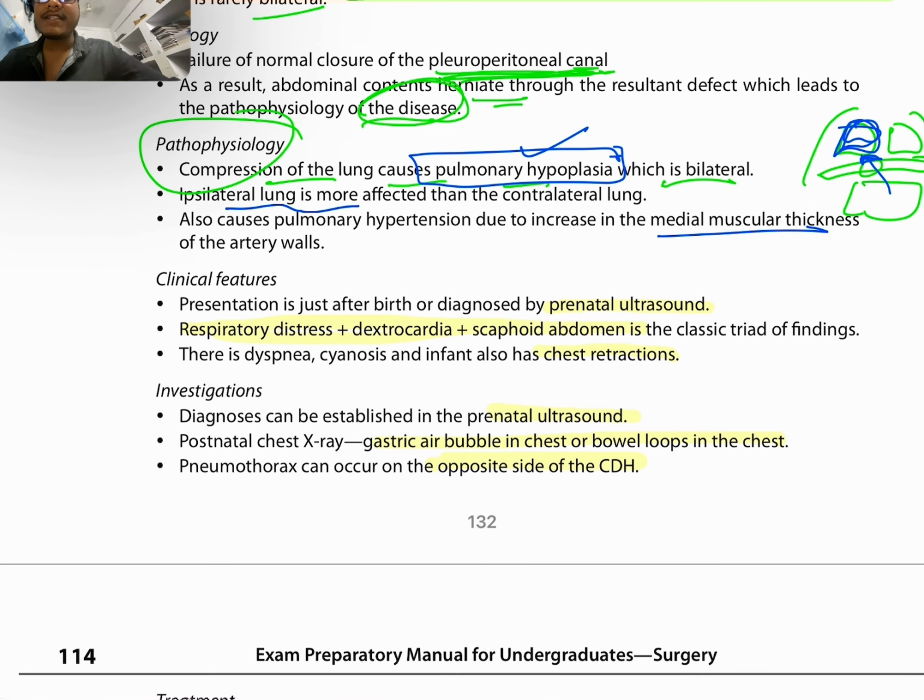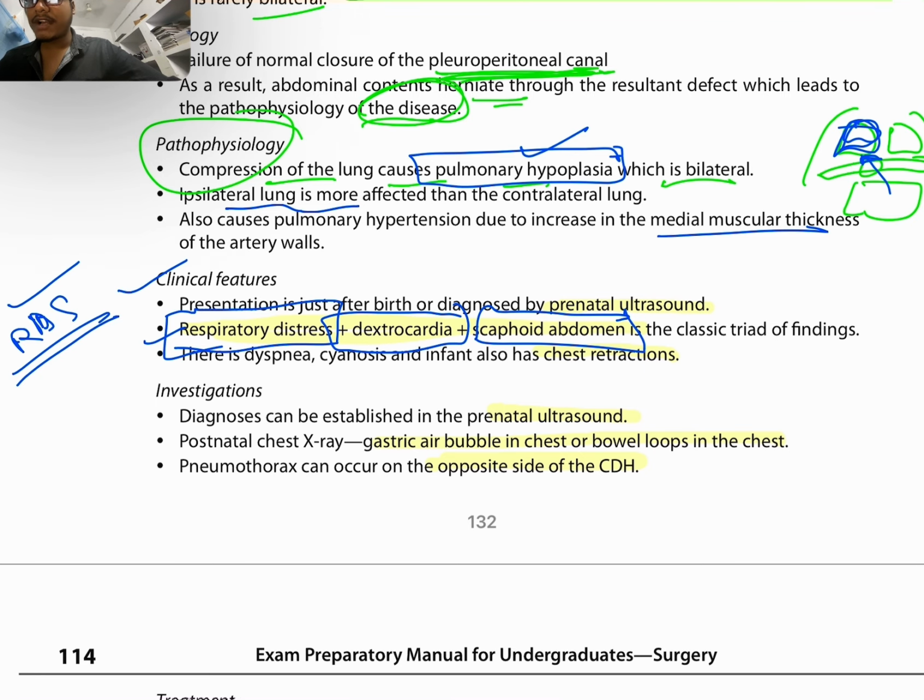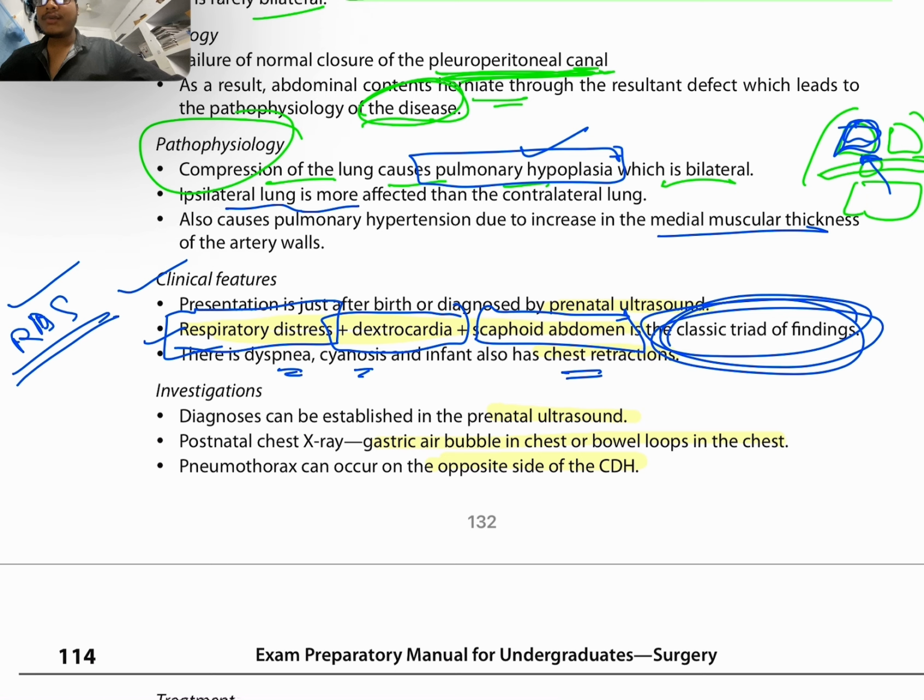Okay, what is the clinical feature, how will the patient present? We will remember it by a single word, RDS. We know that RDS is respiratory distress syndrome, but here R is for respiratory distress, D is for dextrocardia, and S is for scaphoid abdomen. This is the clinical triad of findings. Other symptoms are dyspnea, cyanosis, and an infant with chest retraction due to abnormal structural formation.